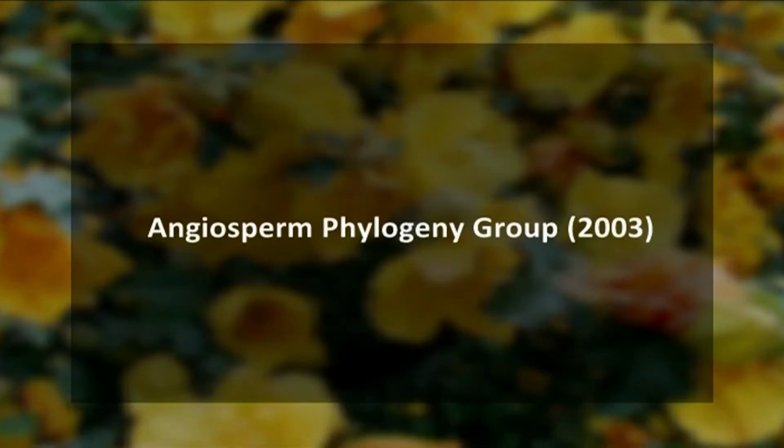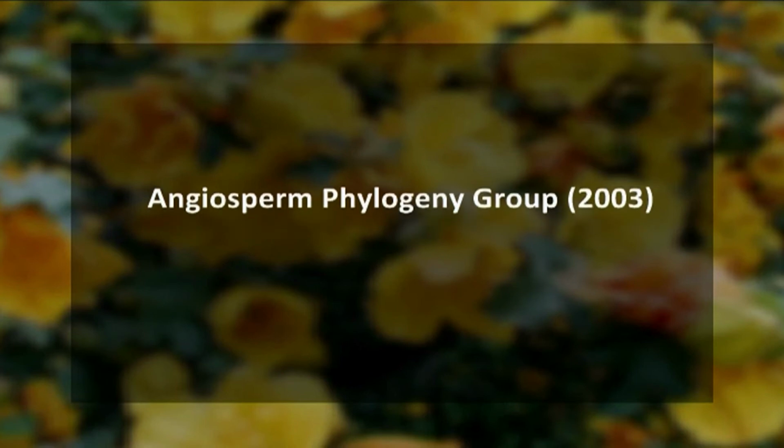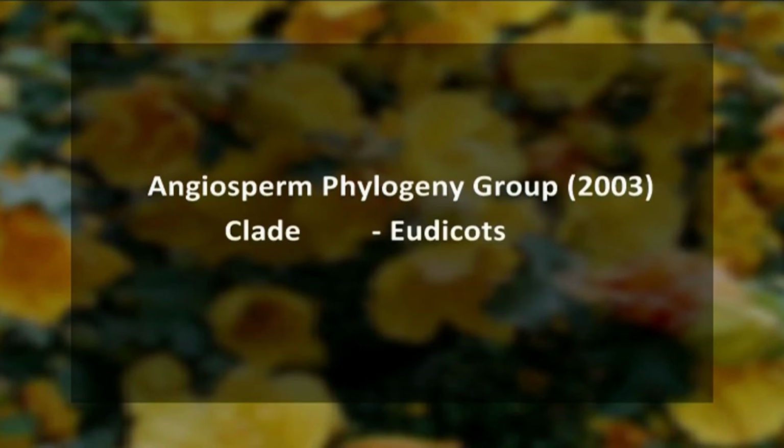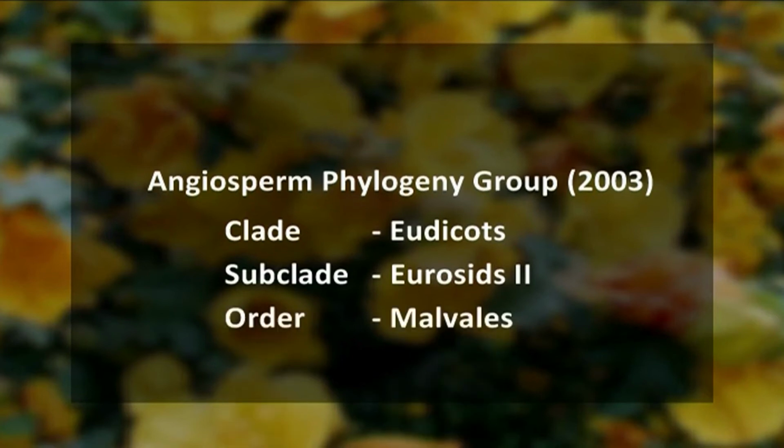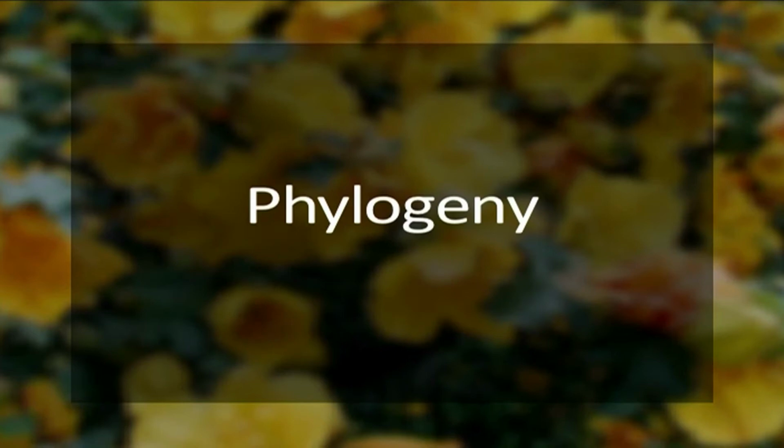Angiosperm Phylogeny Group, a collaborative group of taxonomists, have proposed a rankless system of classification. They recognize basically the monophyletic clades. They have recognized Malvaceae under the clade Eudicots and the subclade Eurosids II, and order again here the Malvales. Now let us discuss the phylogeny of Malvaceae.